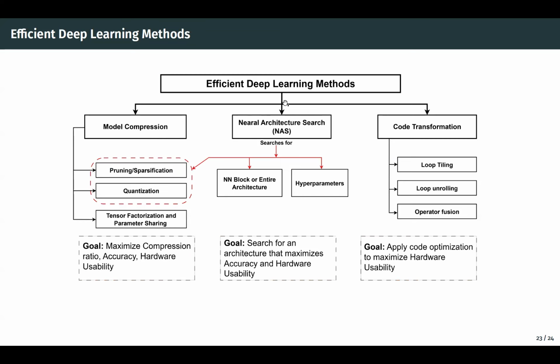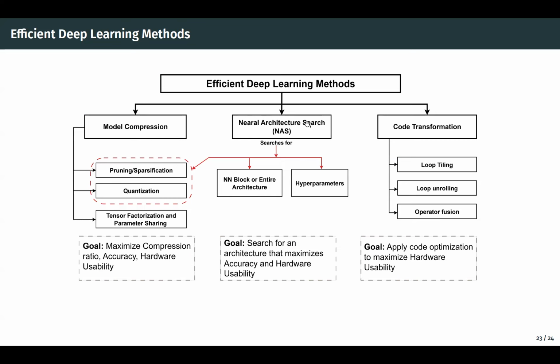So we have these efficient deep learning models. We have neural architecture search that searches for different blocks of the architecture and hyperparameters. And then it goes towards pruning and quantization. So this is basically our main area here: pruning, quantization, and neural architecture search.